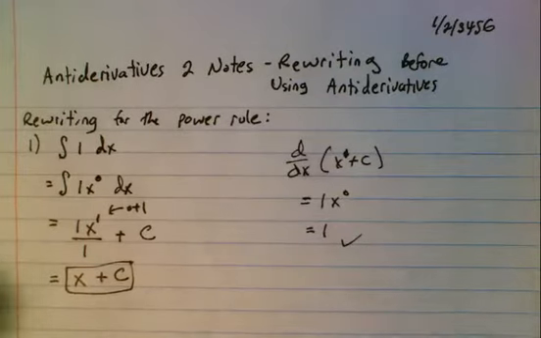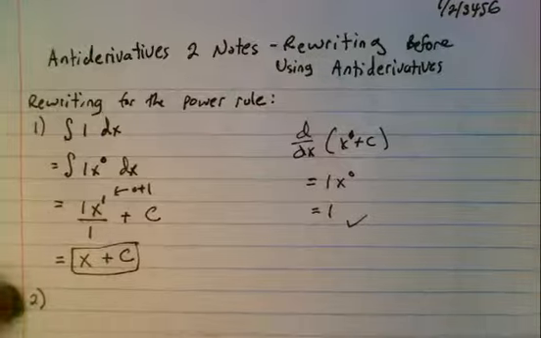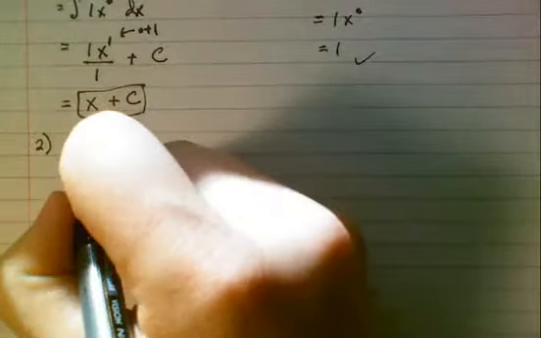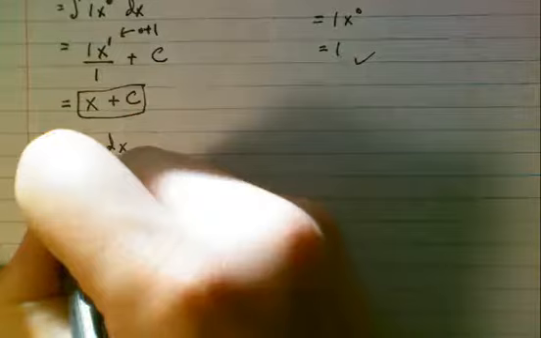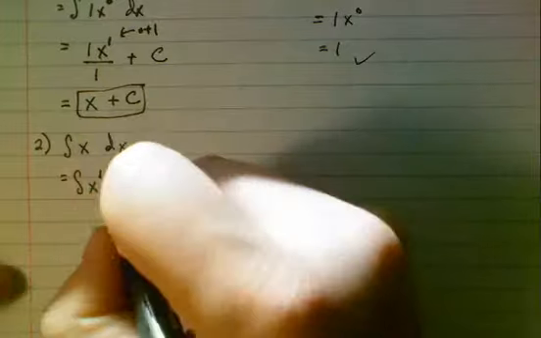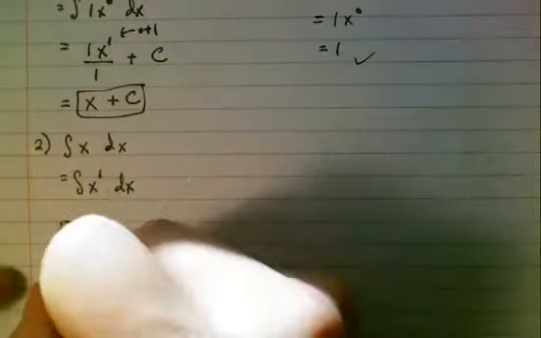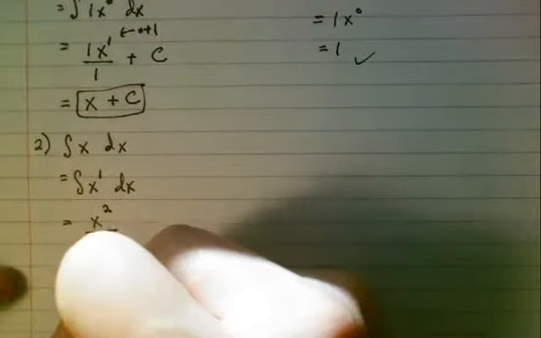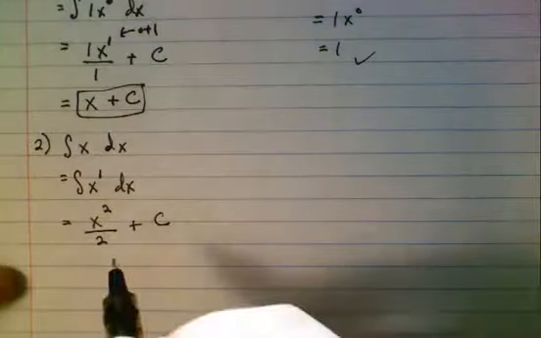The next one we're going to do is a similar one. It's got those invisible numbers, so it sometimes trips people up. It's just the antiderivative of x with respect to x. And this one, likewise, we have that invisible number. I'm going to rewrite this as the antiderivative of x to the first power. When we take the antiderivative, we just add 1 to the exponent, divide by the new exponent, and add c.